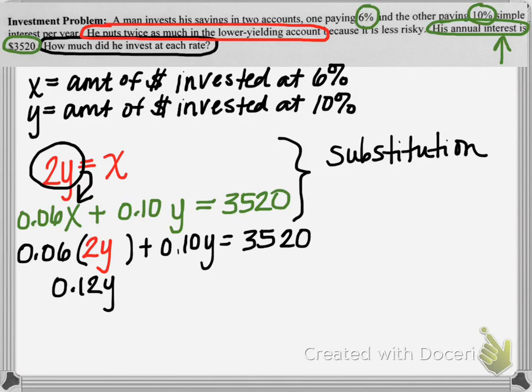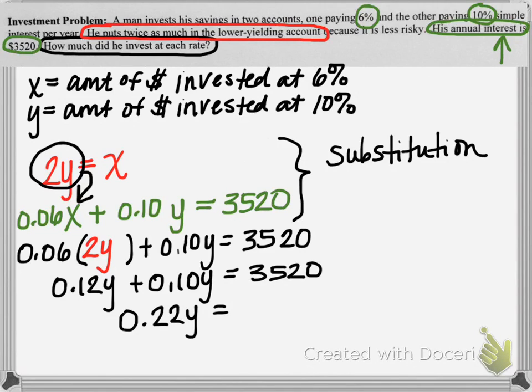So 0.12y plus 0.10y equals 3520. Add like terms. So we have 0.22y, and then finally divide. So divide by 0.22. And this should give us y is equal to 16,000.